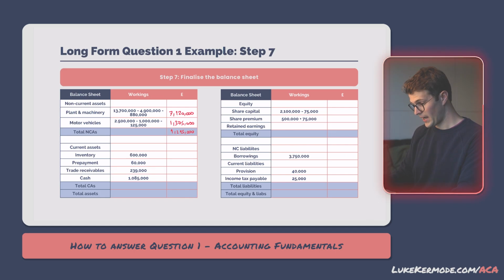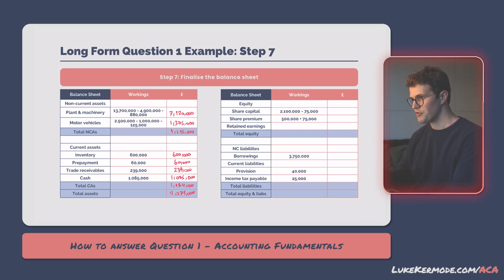On to current assets now. We have inventory of 600,000, a prepayment of 60,000, trade receivables of 239,000, and cash of 1,085,000. So our total current assets is 1,984,000, and our total assets is 11,279,000. Let's move on to equity.